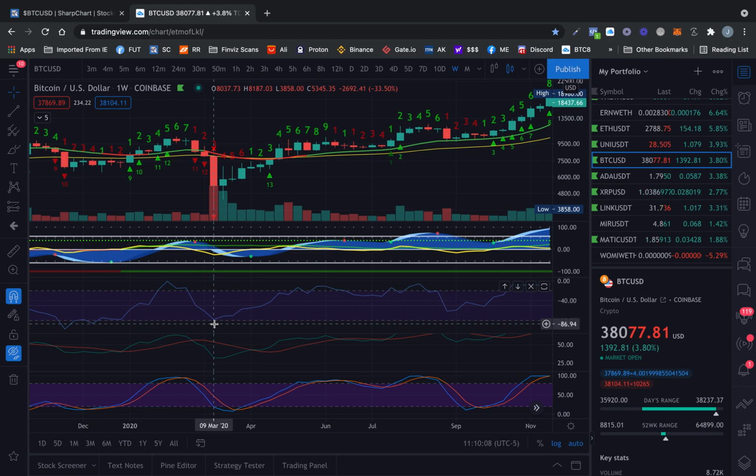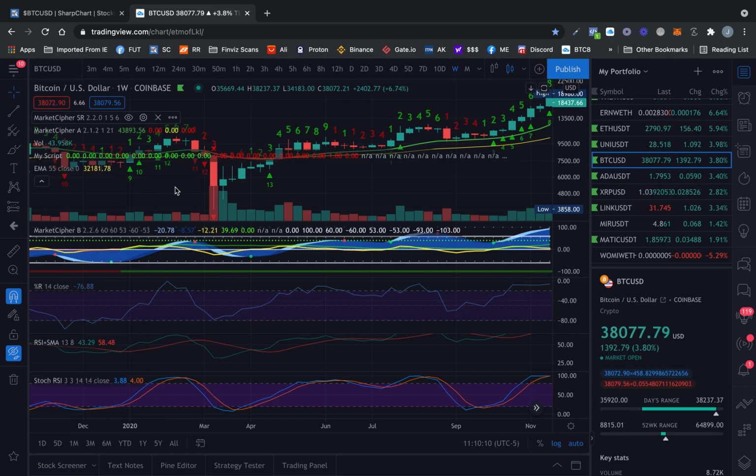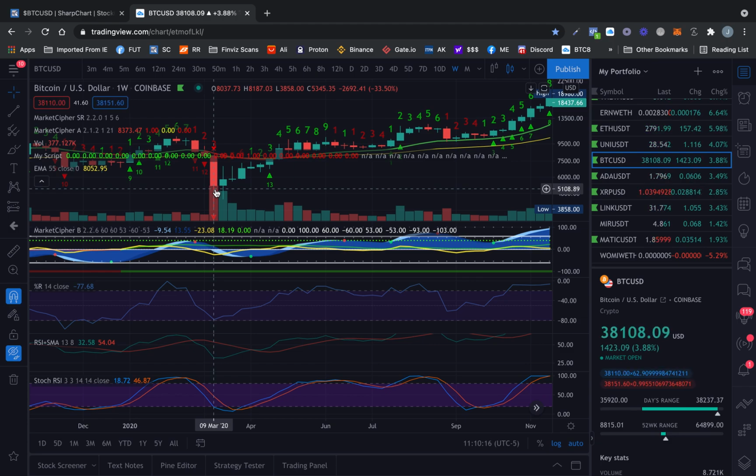Bounced down here. It didn't quite get below negative 80, but let's see where it got. This was March 9th last year during the COVID crash. It got to 77.68. It was on a weekly basis. Next one, green candle.